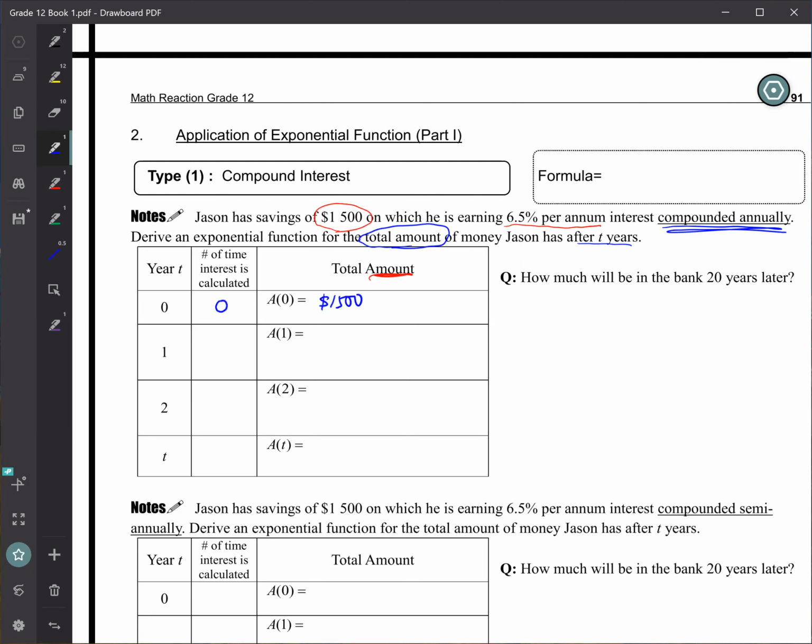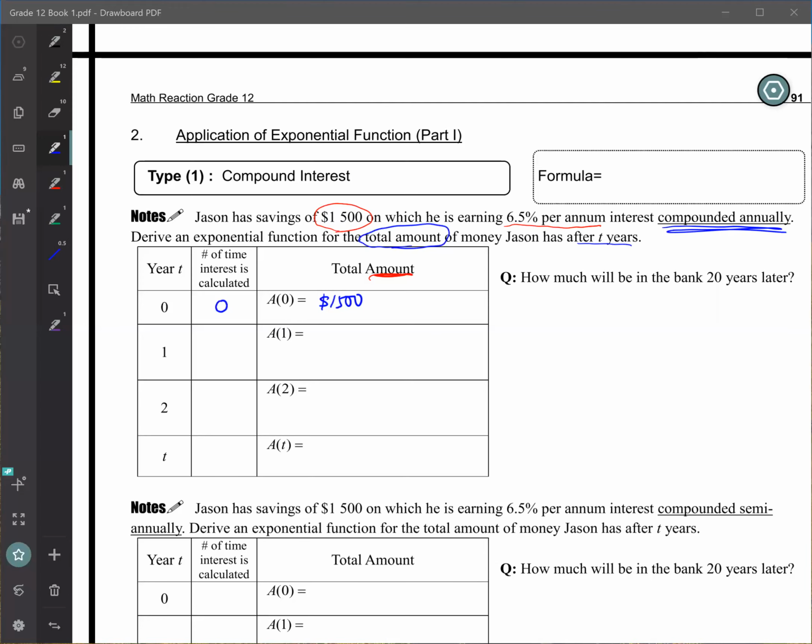And then after 1 year, how do I know what the total amount is that we get? I leave the money inside the bank for 1 year. How do I know how much money I have? Eric, how do we calculate that? Multiply it by 1.065. Yeah, very good.